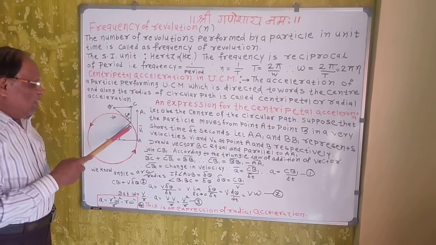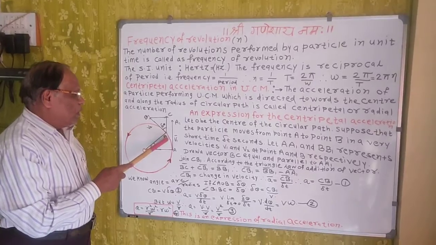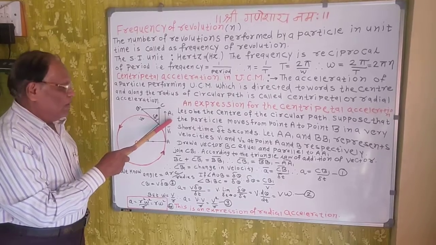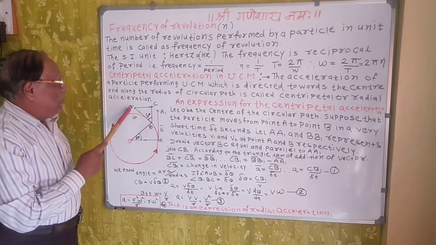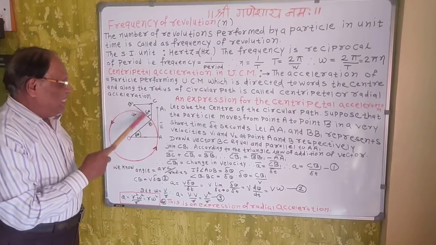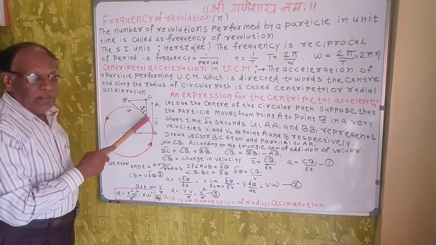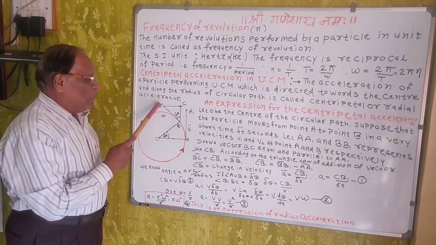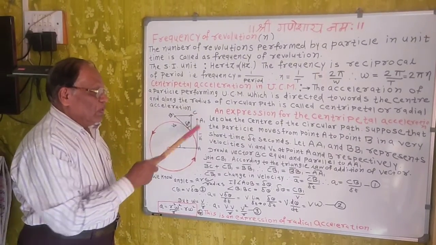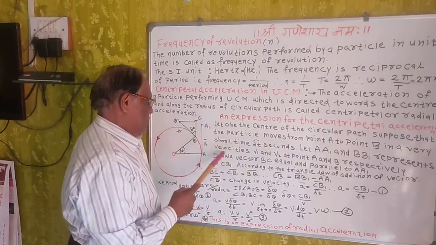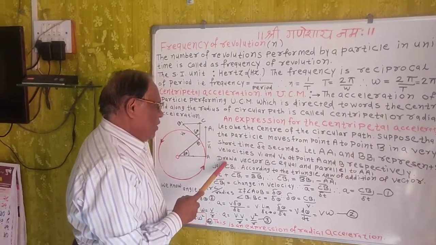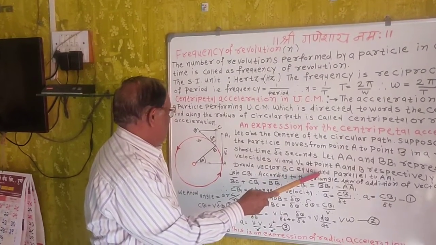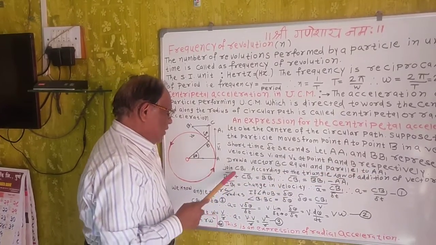Here once again draw a line BC parallel to AA1, and here BB1 represents the tangential linear velocity at the point B. Now complete the triangle BB1C. Draw a vector BC equal and parallel to AA1, join CB1.